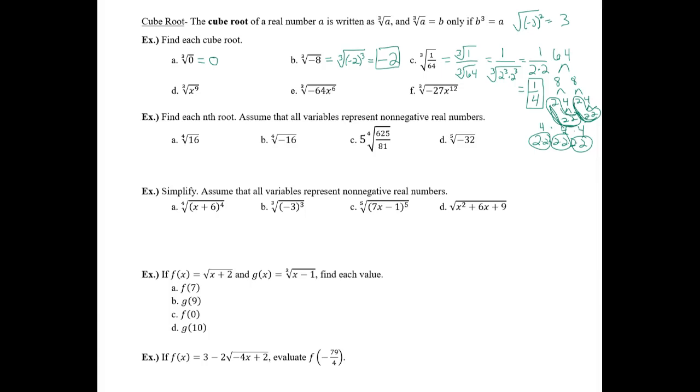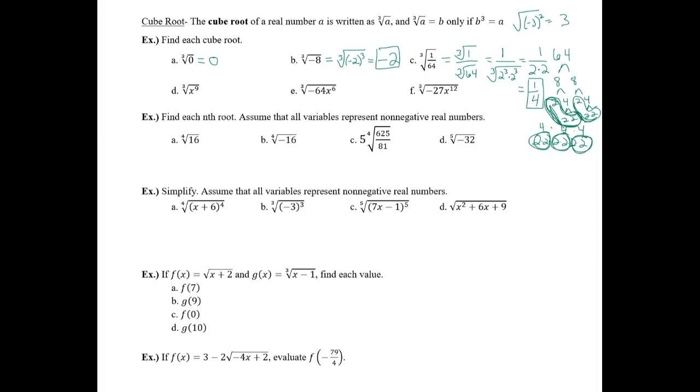You can look for groups of 3, and every group of 3 I can take the cube root of. Or you could say, I just need 3 groups total. How do I split that up into only 3 groups? So 4 times 4 times 4 will give me 64.